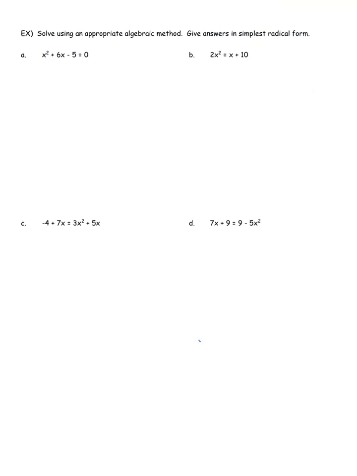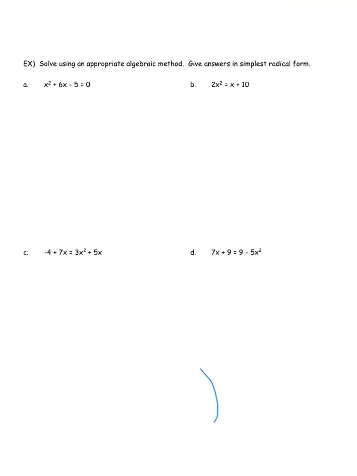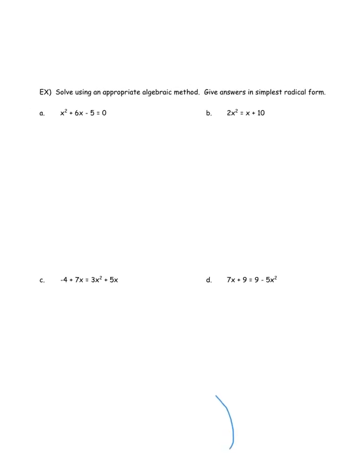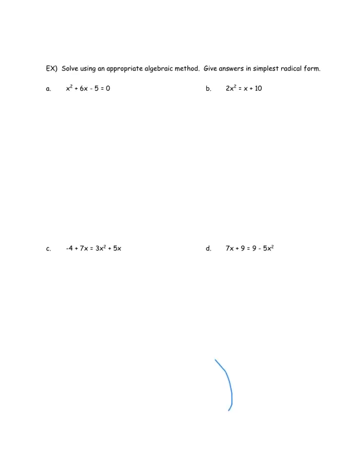We have four problems here on the right-hand side, and it asks us to solve using an appropriate algebraic method. Give the answer in simplest radical form. So I'm going to look at question A. Now, I got to tell you, as I look at question A, my gut is like, I think it's going to factor with a 5 and a 6 in it. We're going to always try that first, and my rule of thumb is like 20 seconds, maybe 30. If you can't do it in 20 or 30 seconds, then you're going to go to the quadratic formula. So here goes my 20 seconds.